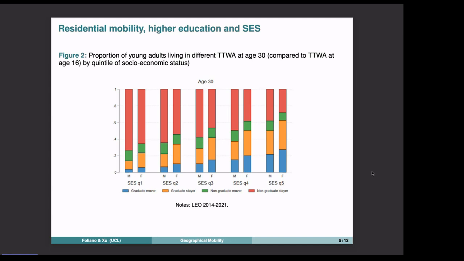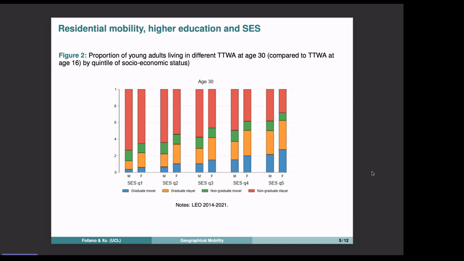What we observe here is that the movers who are non-graduates are represented by the green bar, and the movers who are graduates are represented by the blue bar at the bottom of these stacked bars. These proportions are presented for men and women separately, but the pattern is very similar. The takeaway from this chart is that wealthier young adults are more likely to migrate. We see that the proportion of migrants, particularly graduate migrants, increases with socioeconomic status. Graduates are also more likely to migrate than non-graduates, as already mentioned by Xiaowei. So in the total sample, wealthier young adults are more likely to have moved from the travel to work area where they were originally than less wealthy young adults.